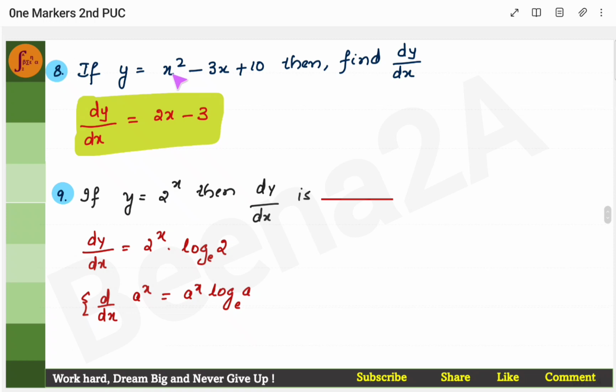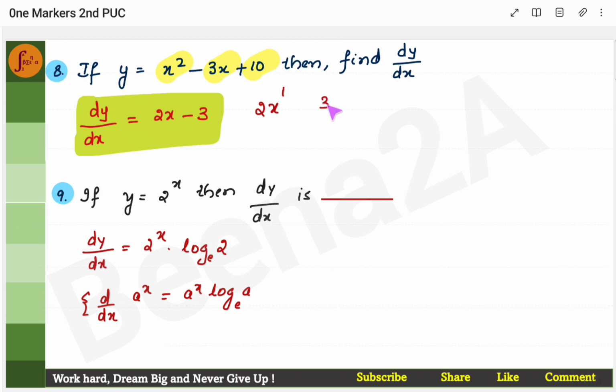Here, if y is equal to x square minus 3x plus 10, then find dy by dx. Again, very simple problem. Find the derivative separately for each of these terms. So the derivative of x square is, take the power, which is 2, copy x and reduce the power by 1. 2 minus 1, which is 1, so 2x.